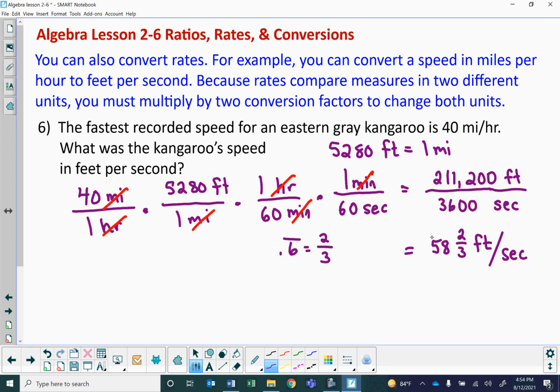Okay, that's pretty fast. 40 miles per hour is pretty fast. 58 feet in a second. That means if you can't run at 40 miles per hour and you're trying to run away from a kangaroo, good luck. It's going to beat you.